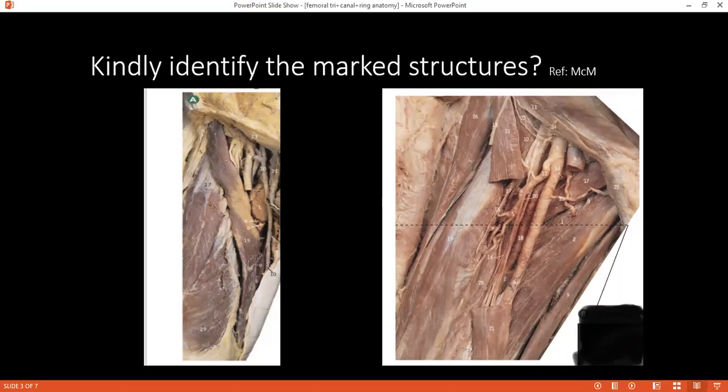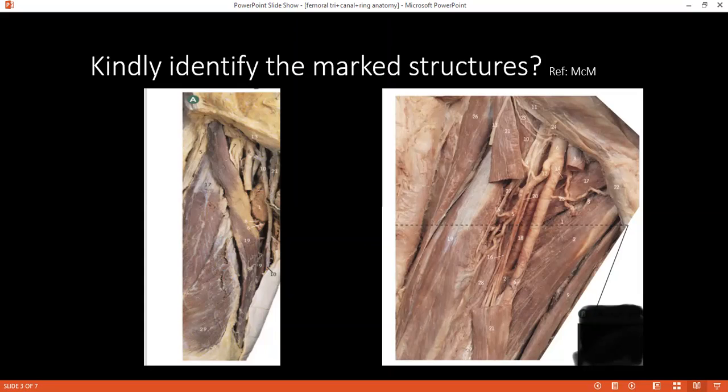The femoral sheath has 3 compartments. The medialmost compartment contains the femoral canal. The intermediate compartment contains the femoral vein. Then the femoral artery is lateral to the femoral vein, and the femoral nerve is outside the femoral sheath. What are the contents of the femoral canal? The lymph nodes of Cloquet and extraperitoneal fat.